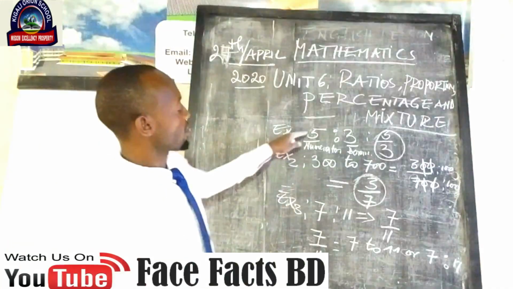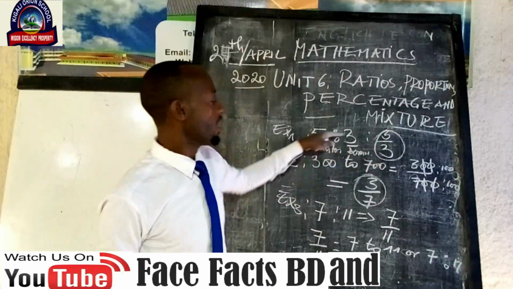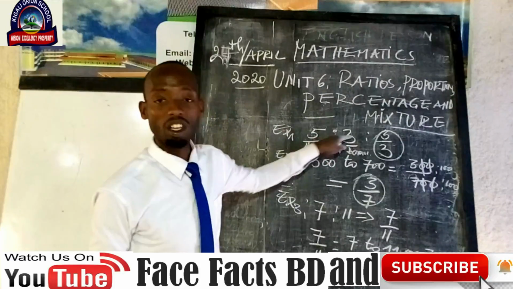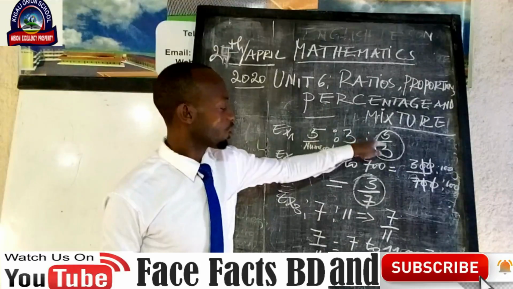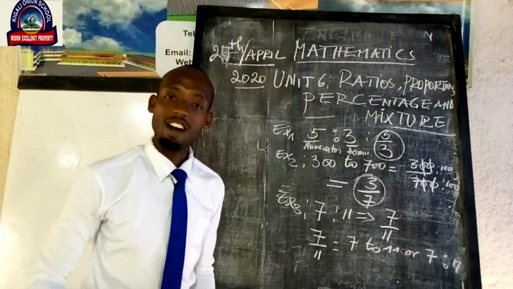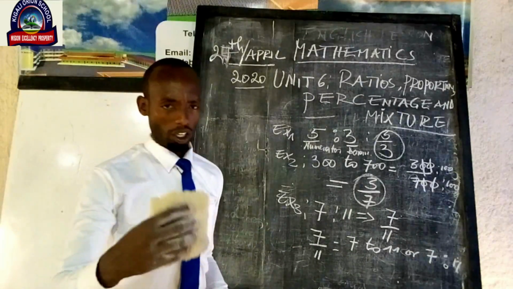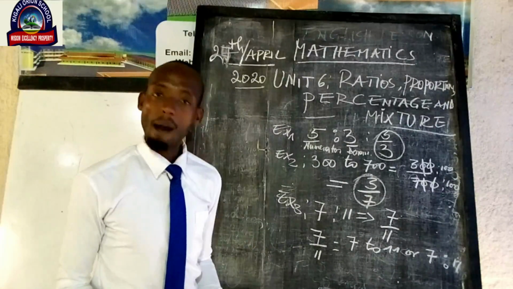Where I write 5 over 3, this is a fraction form, while this one is also a ratio written with a colon. When I change it into a fraction, it can be like that. I think that I have understood well. Let's get point 2, increasing a number by ratios.